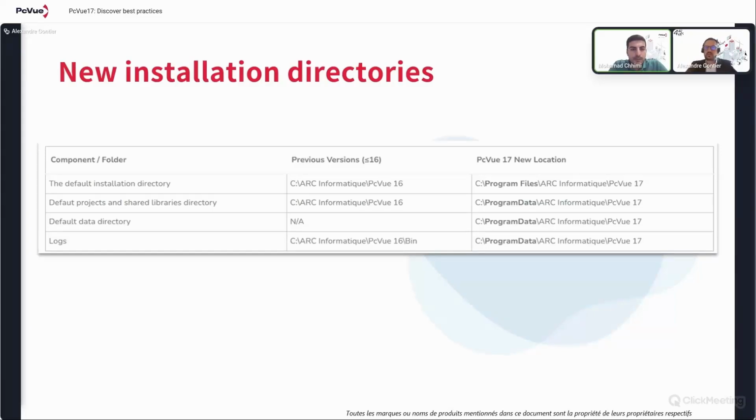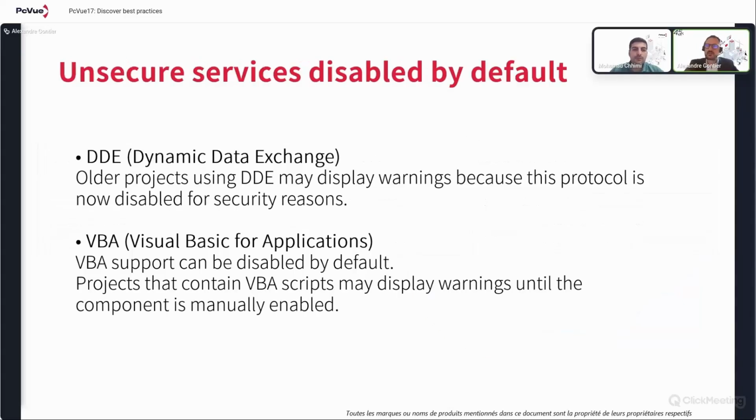Okay. And so as I understand, it's a big change regarding the previous version, because the user that used to deploy PcVue 16 has all the elements in the same folder. Yes. So now it means they have to have in mind that it's split, and they have a dedicated tool to migrate. Okay. Exactly.